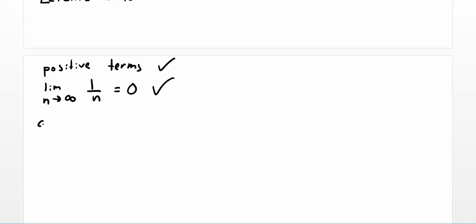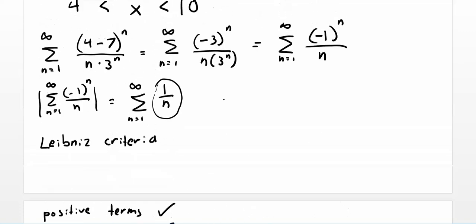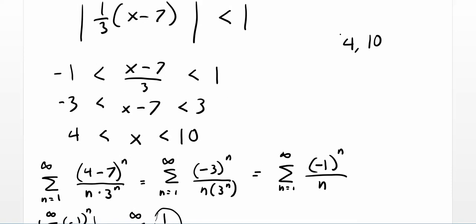And then finally we want to make sure it's decreasing. So we'll write f of x equals 1 over x, just the corresponding function, and then we'll take the derivative of this. f prime of x equals negative 1 over x squared. And clearly this is less than 0 for all values between 1 to infinity, which means our function is decreasing. So our interval does include x equals 4. We'll put a closed bracket there.